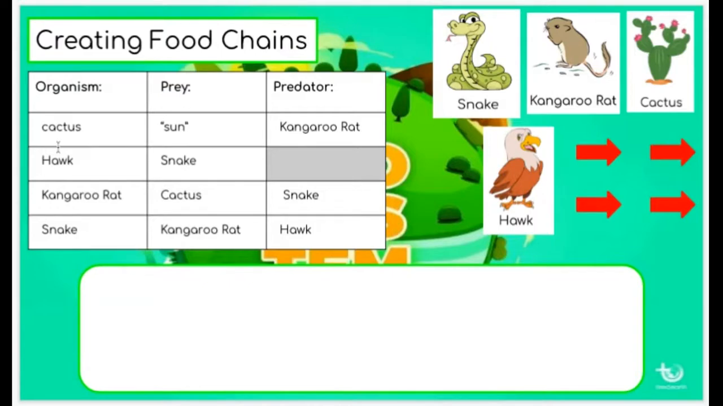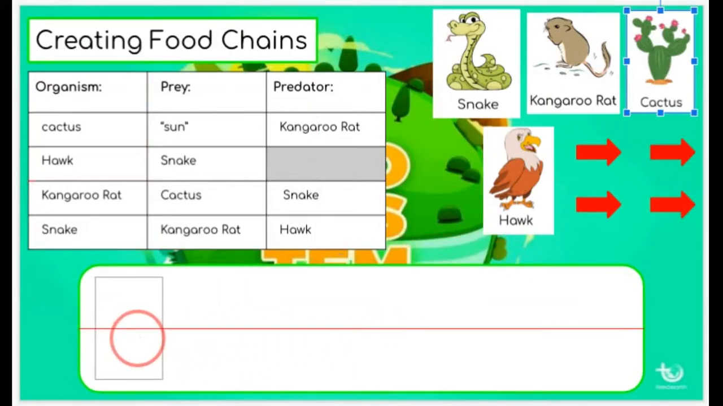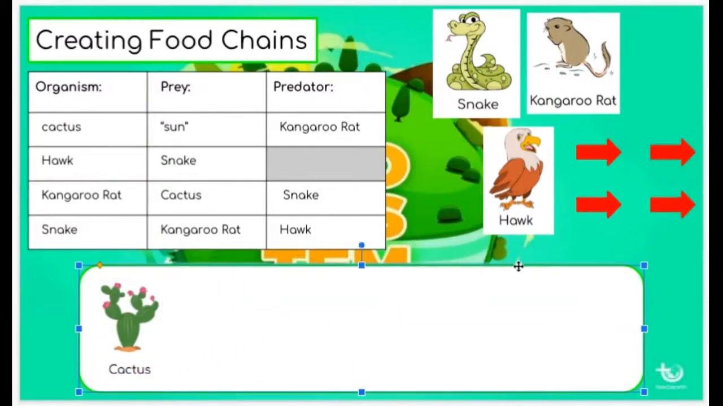However, if we want to look at our table, we can come over here to the prey column and see that, with air quotes, the cactus has prey that is the sun. That means that the cactus is obtaining its energy from the sun. We know that that is true of photosynthetic organisms, so that confirms for us that the cactus is the lowest link on our food chain. So I will go ahead and start my food chain down at the bottom with the cactus.